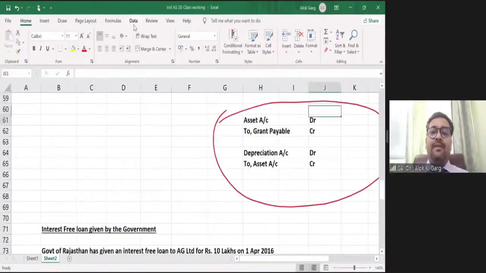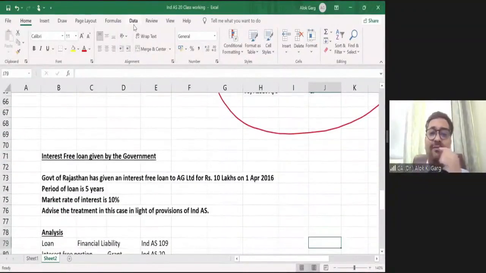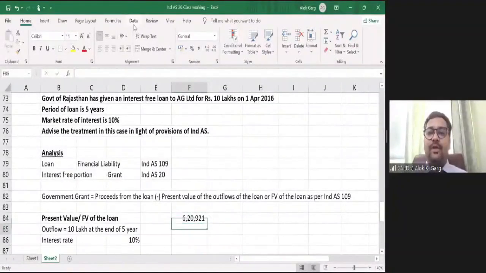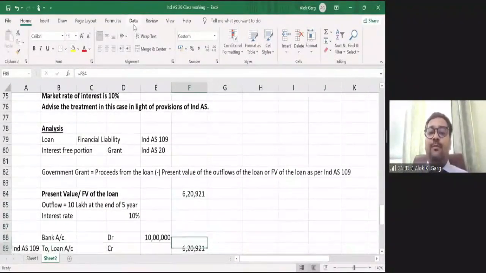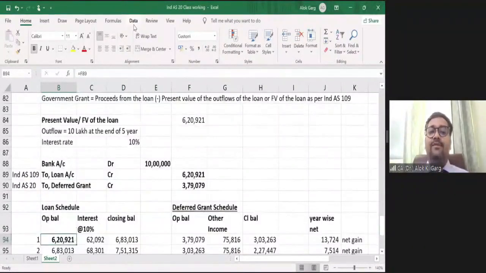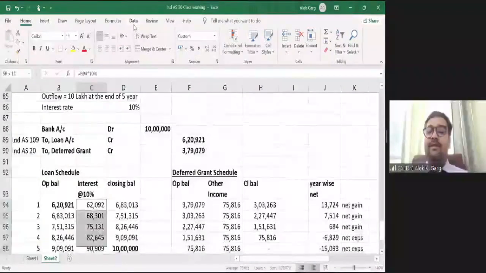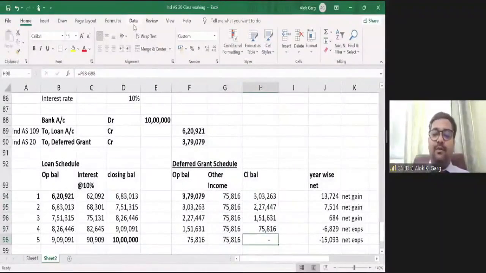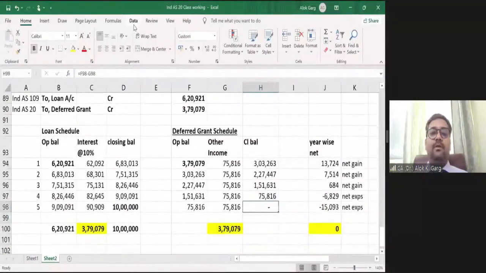So this is how we have done the interest-free loan accounting. First we calculated the fair value of the loan as per Ind AS 109. The fair value comes out at 629.21. Then we reduced it from the proceeds, and the difference has come out as a government grant. Then we charged interest on the present value of the loan so that it becomes 10 lakh. And we amortized this 379,079 government grant on a systematic, consistent, straight line basis, so that this will become 0. So this is the year-wise net impact.